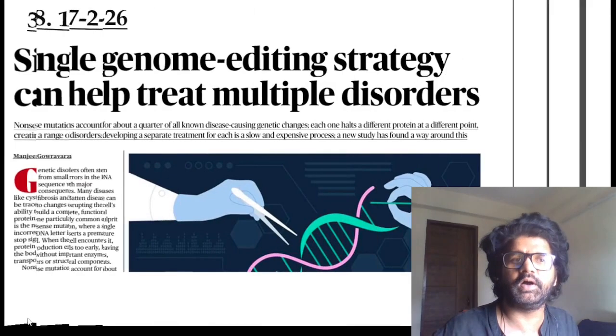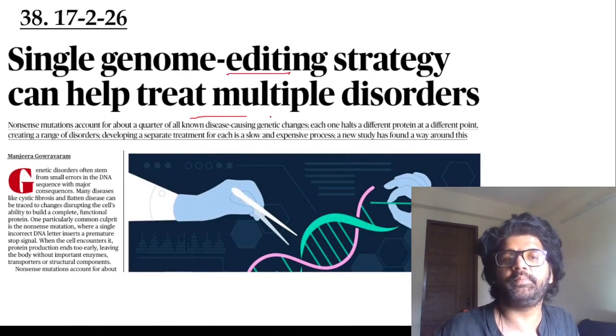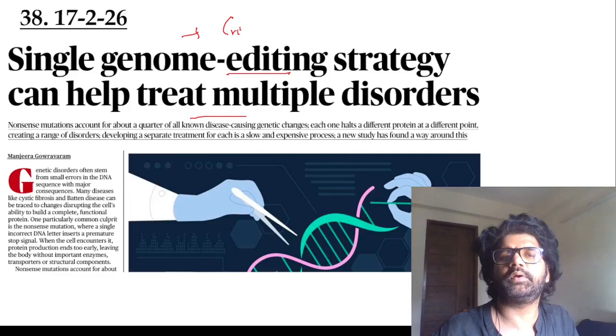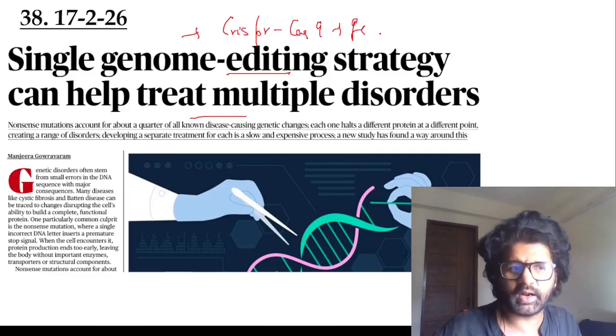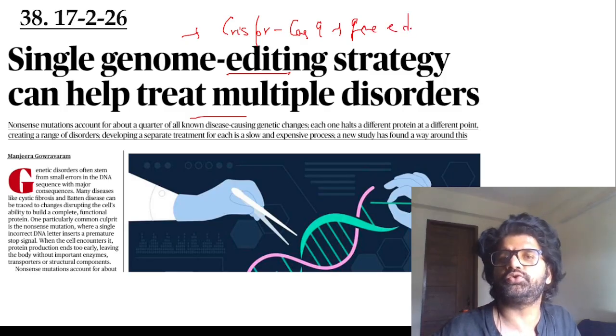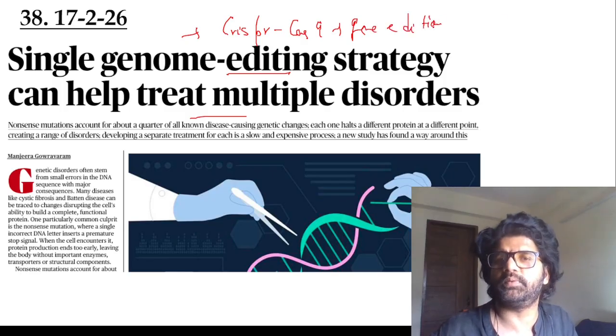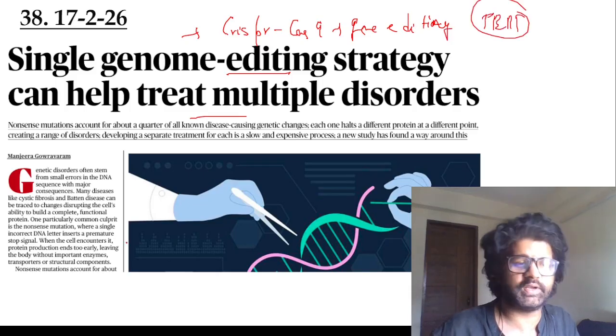Single genome editing strategy can help treat multiple disorders. There is one CRISPR-Cas9 gene editing technology, which UPSC has already asked a question on. In this article, we'll read about another gene editing technology, which is known as PERT. P-E-R-T.